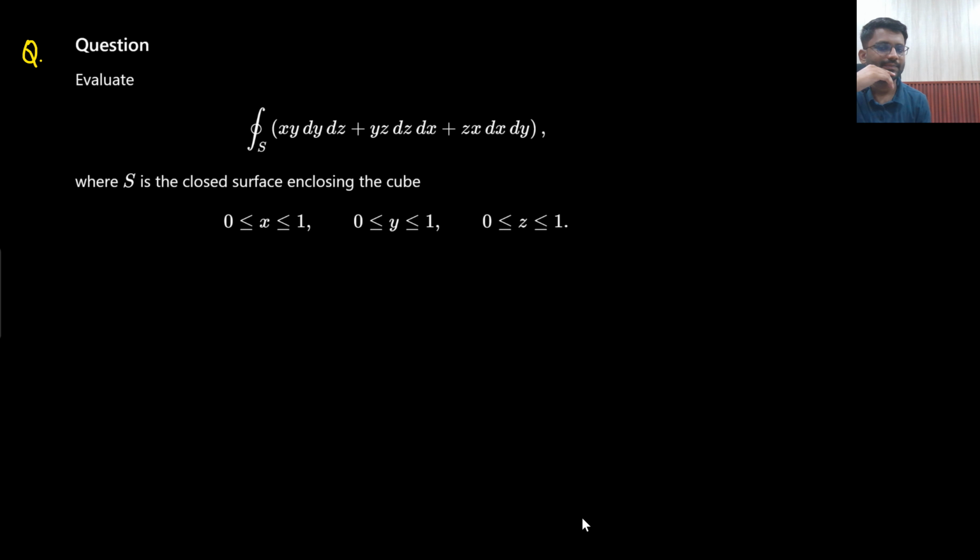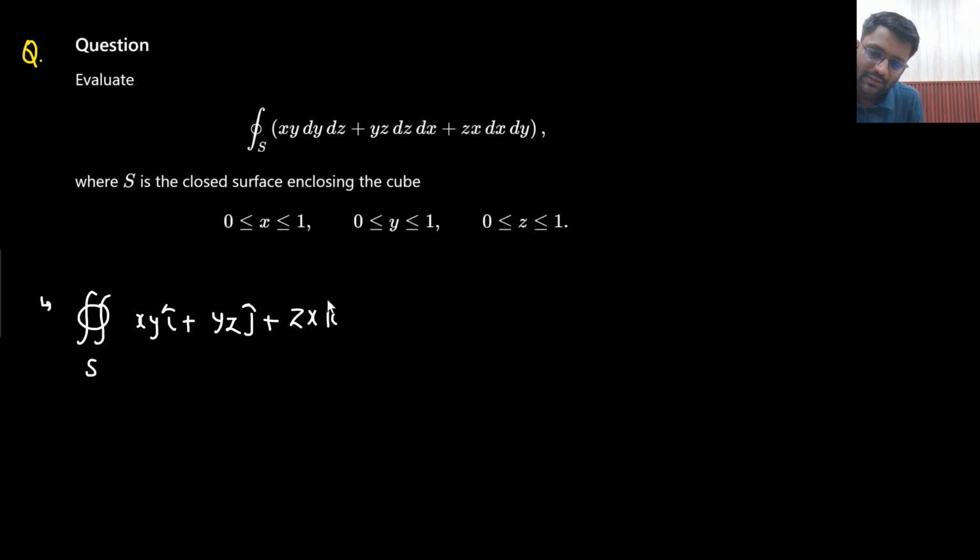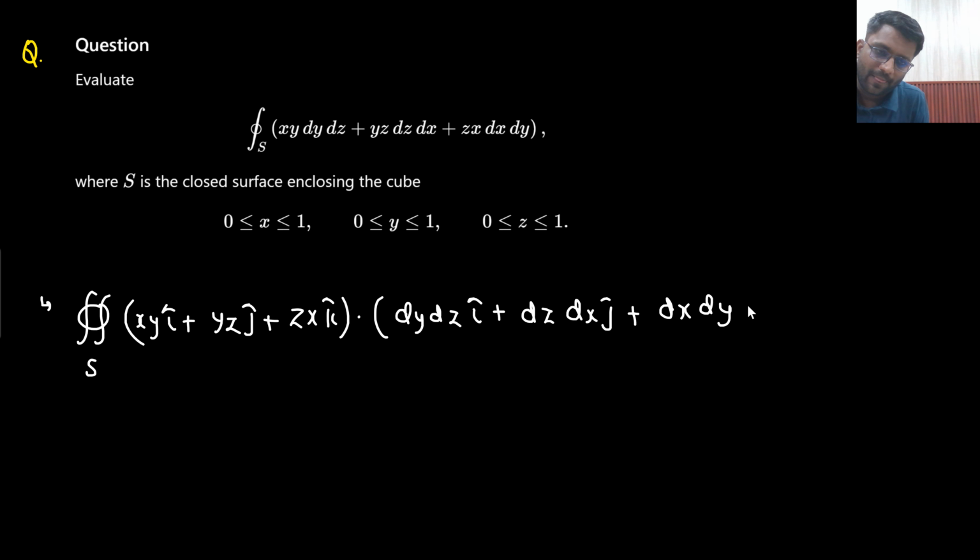Solve this question as well. Try solving this question as well. Can you write down the vector A here? Directly I can write down, sir, xy i cap plus yz j cap plus zx k cap dot dy dz i cap plus dz dx j cap plus dx dy k cap. Right? Understandable? This is your vector A.